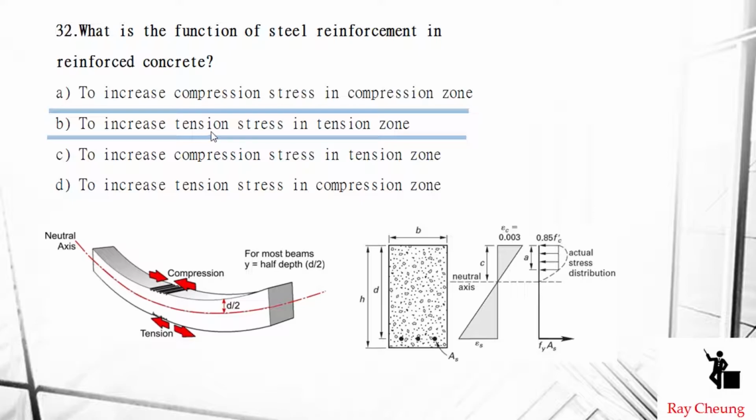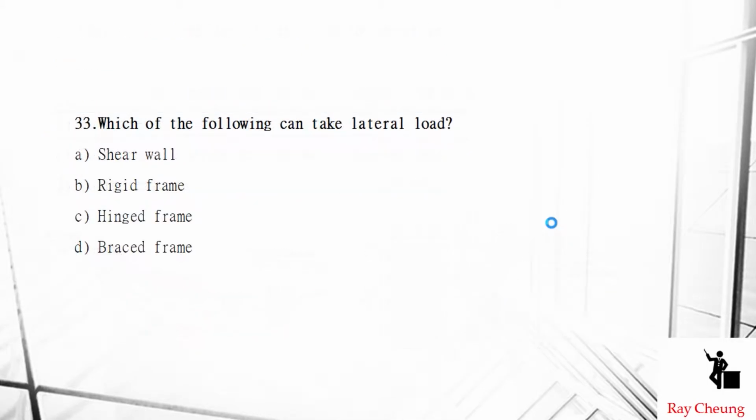B is something like the tension stress. That means here we provide the steel reinforcement at the bottom. But in some cases, if the compression force is too large, we also provide some compression bars on the top. Okay, that means don't forget A is also correct.